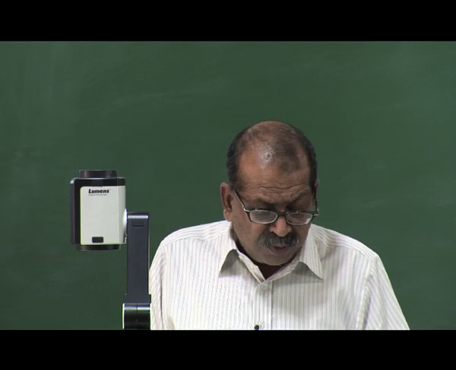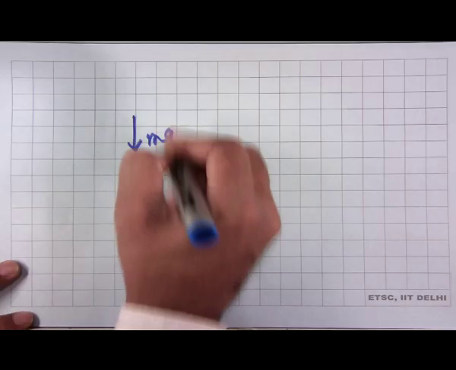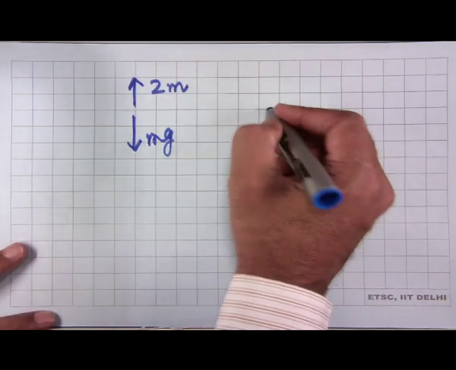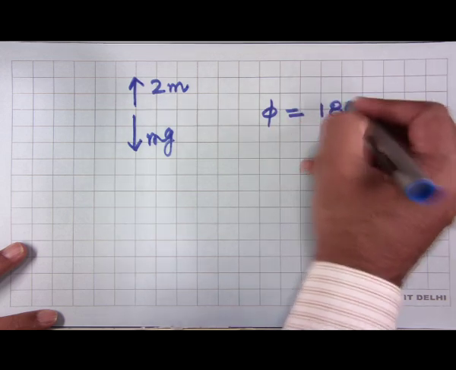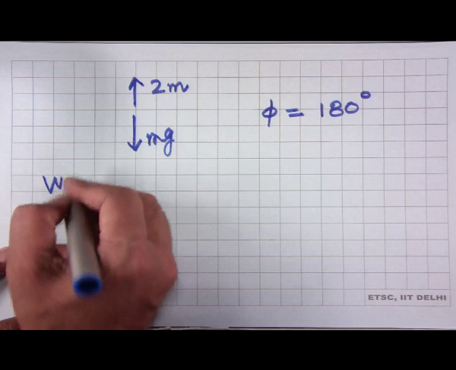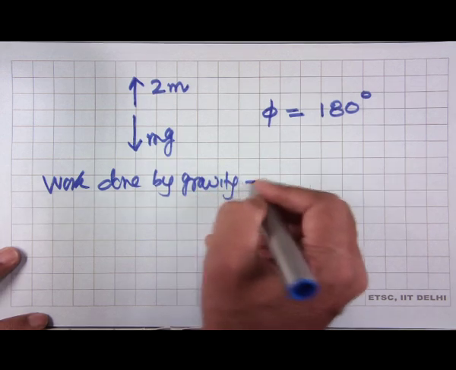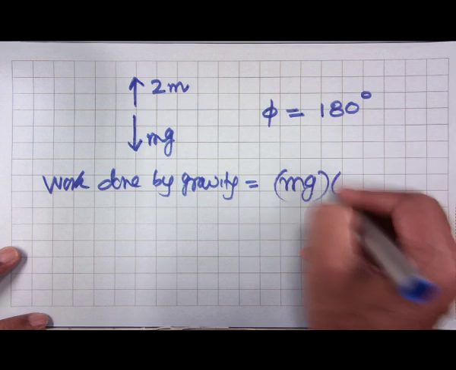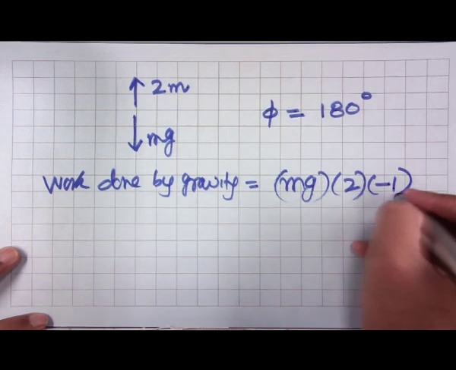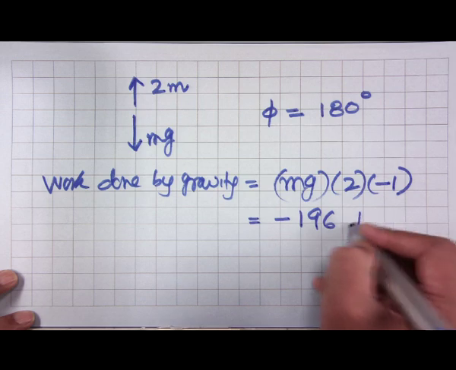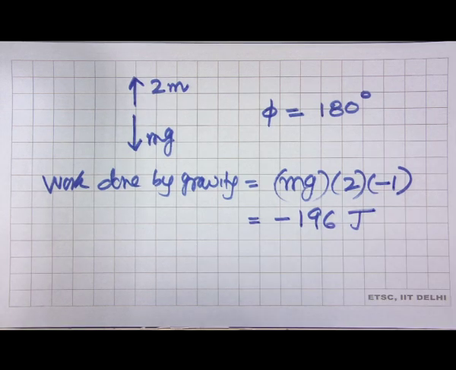So, the work done by gravity: the gravity force is mg, it is moving up, the displacement is 2 meters, and so therefore, the angle phi is equal to 180 degrees. So, work done by gravity is equal to mg multiplied by 2 multiplied by minus 1, and this will be equal to minus 196 joules. So, work done by gravity is minus 196 joules.